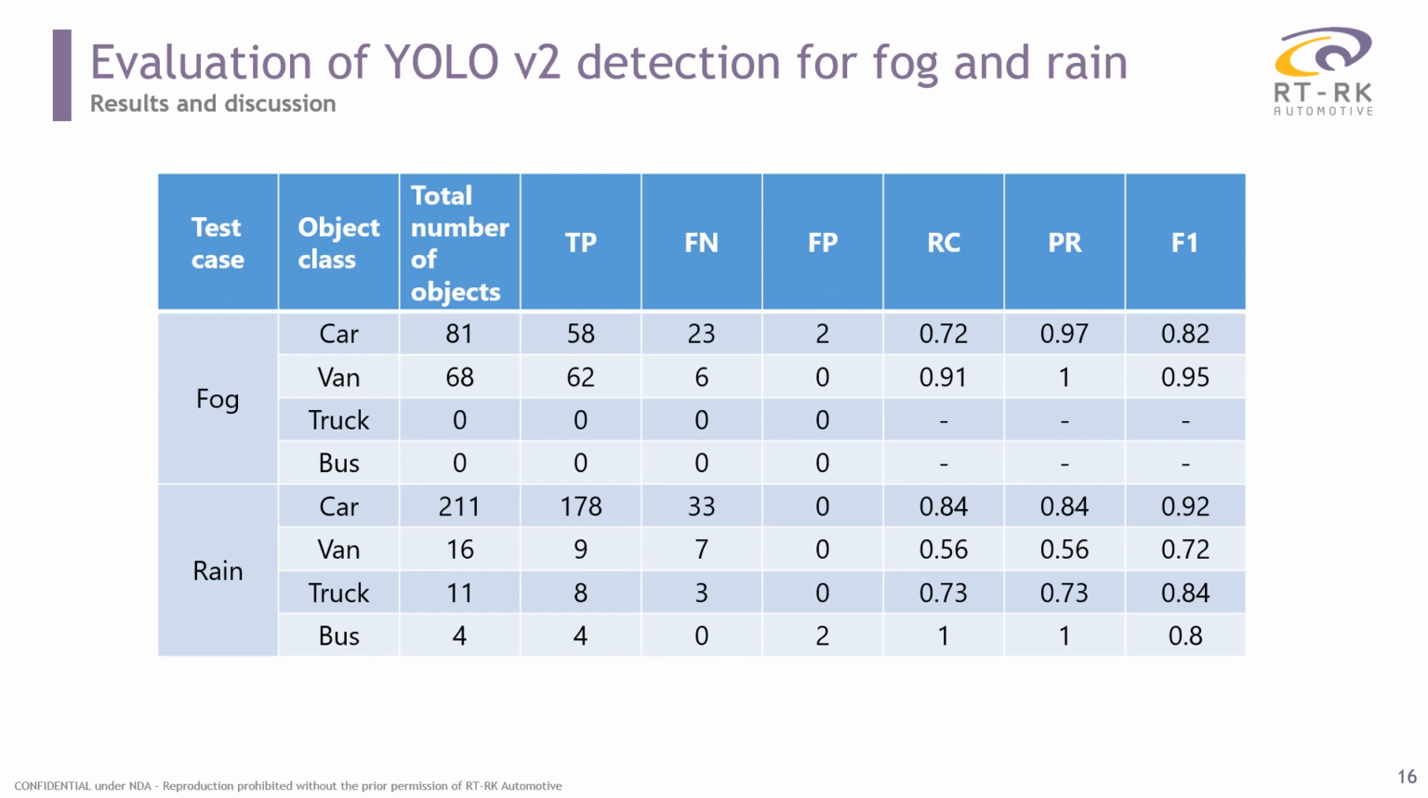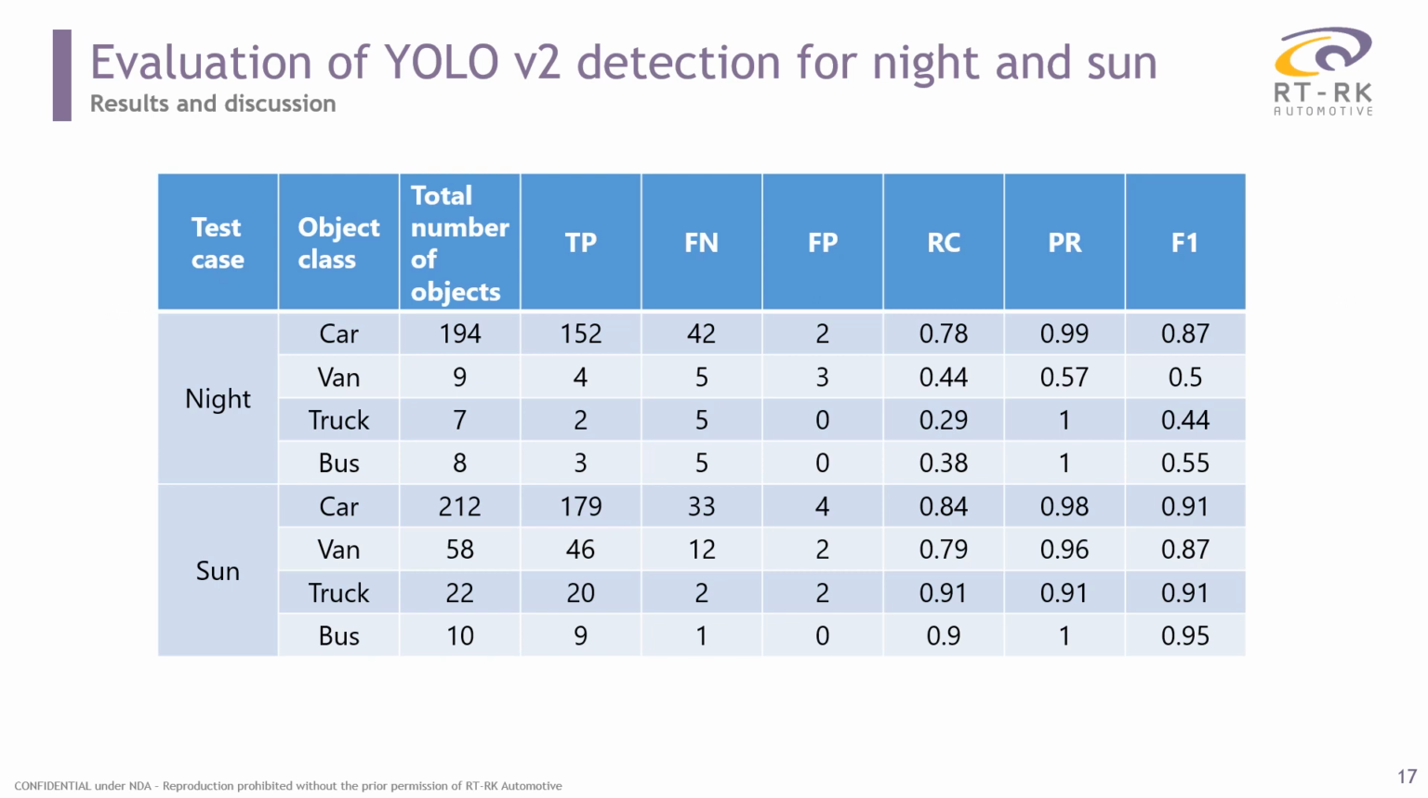This table represents test results for Yolo 2 algorithm detection for fog and rain. The table on this slide represents test results for Yolo 2 algorithm detection for night and sun. If we compare all of these results, we can see that the Yolo 2 algorithm works the best for sunny conditions. Also, the algorithm has problems with detection of objects in conditions of poor visibility.